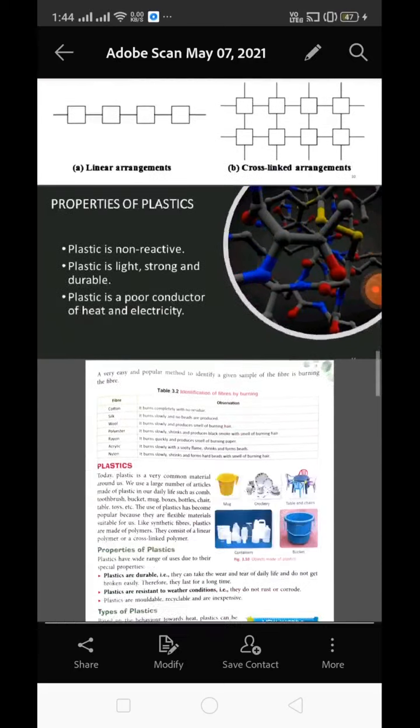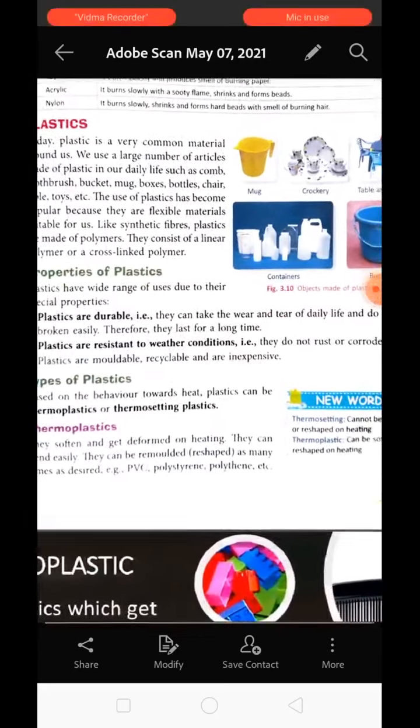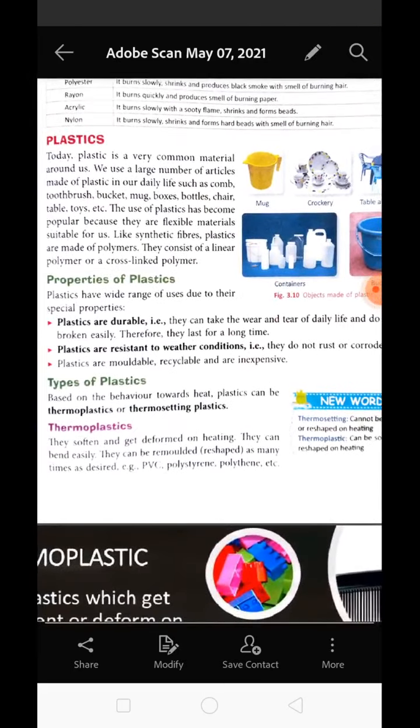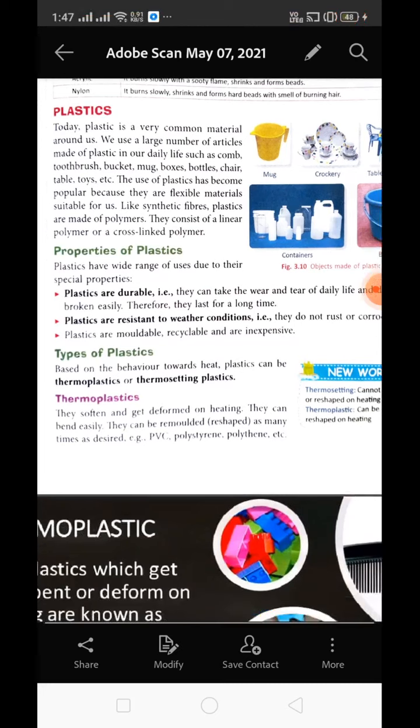Plastics are durable. You can see, plastics are durable means they have a long life. They can take the wear and tear of daily life and do not get broken easily. Therefore they have a long life. Understood? Now plastics are resistant to weather conditions. It means they do not rust or corrode in the rainy season or in any kind of climatic condition.